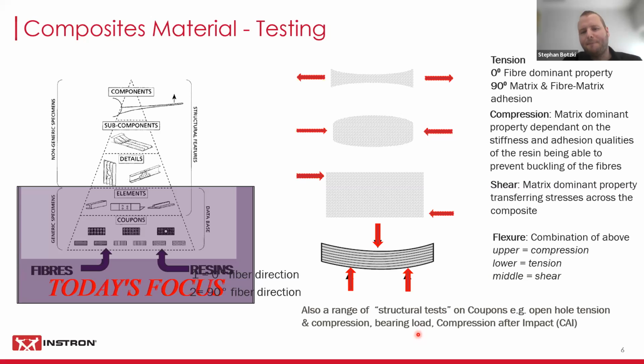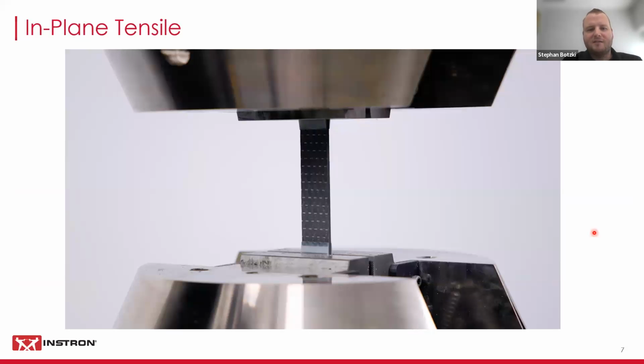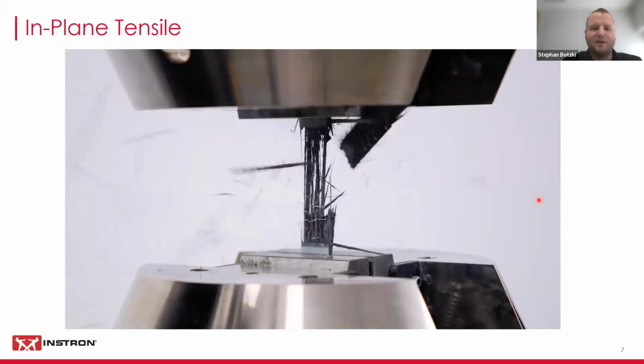And then there's also more testing, like compression after impact, where you're simulating the impact on your composite coupon and testing it afterwards in compression to find out how much strength is actually left in my material after it has been impacted by a known force. Now, in-plane tensile testing, that's what we're going to look at next. So we're in the in-plane direction, as we established before. What can that look like? So we've got a little video here playing.